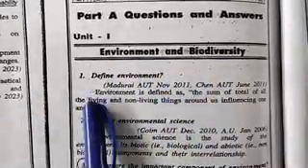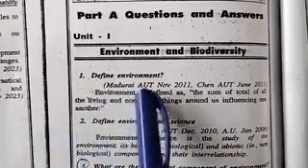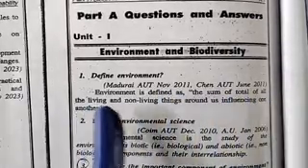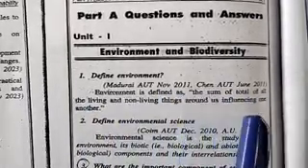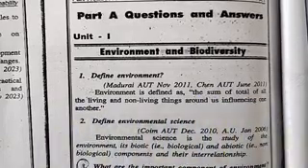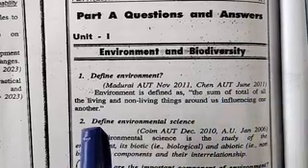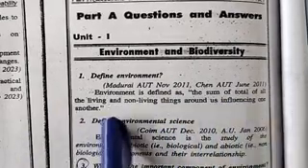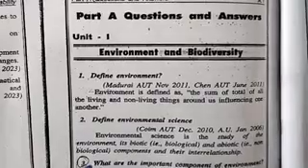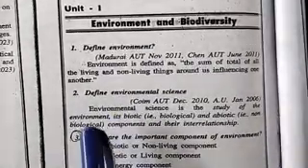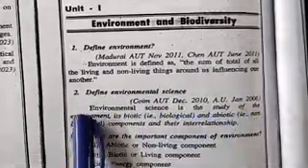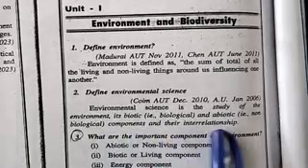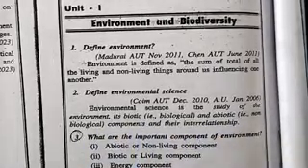First question, define environment. Environment is defined as the sum total of all the living and non-living things around us influencing one another. So it's the sum total of both living and non-living things around us influencing one another. Next, second one, define environmental science. Environmental science is the study of environment. The study of environment is called environmental science, that includes both biotic and abiotic components and their interrelationship.